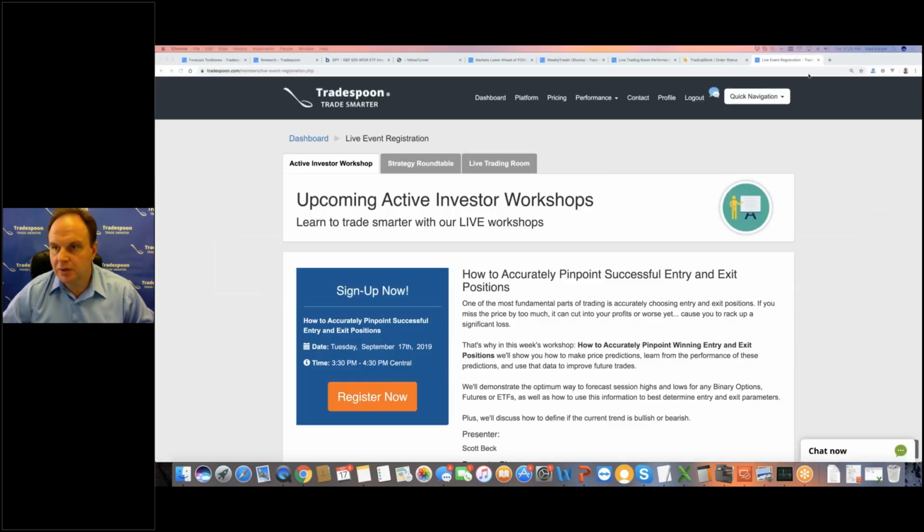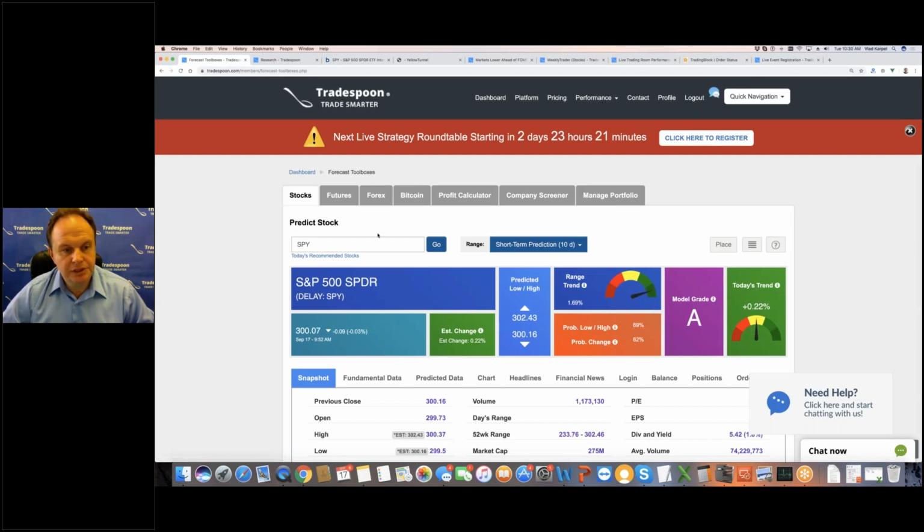All right, let's take a look at the current market conditions. First, let's look at the Spiders. Based on the model, this is a stock forecast toolbox model that makes predictions for stocks, futures, and forex. This is a 10-day prediction.